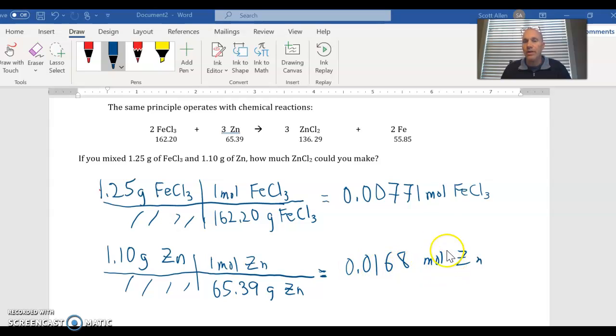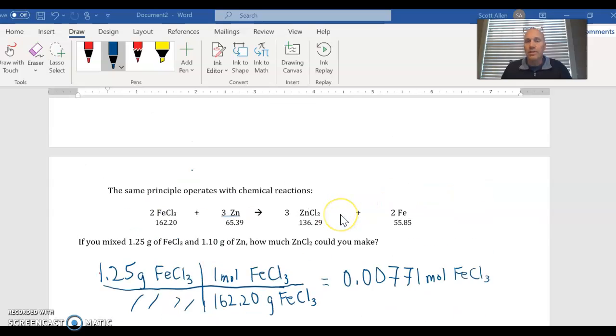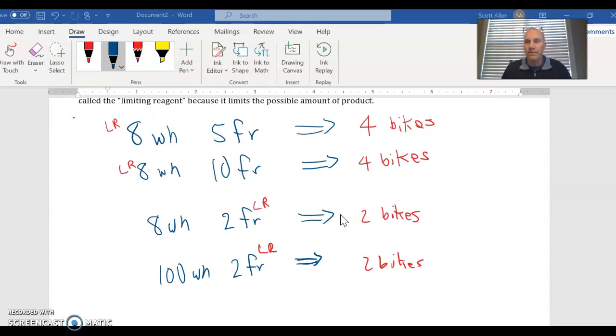All right, so you might think that the thing that runs out first is just automatically the thing that you have less of. But let's take a look at something that's a little bit easier to figure out why we can't really do that. When you had 8 wheels and 5 frames, which do you have less of? We actually have less of the frames, but which one runs out first? It's actually the wheels.